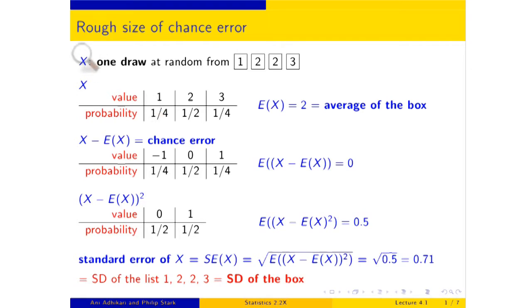So if you have a single draw from a box of numbered tickets, then the expected value of that draw is the average of the box. The standard error of that single draw is the SD of the box. And this is purely calculation. For the rest of the segment, we're going to try and see what this thing means. Now first let's look at a formal definition.